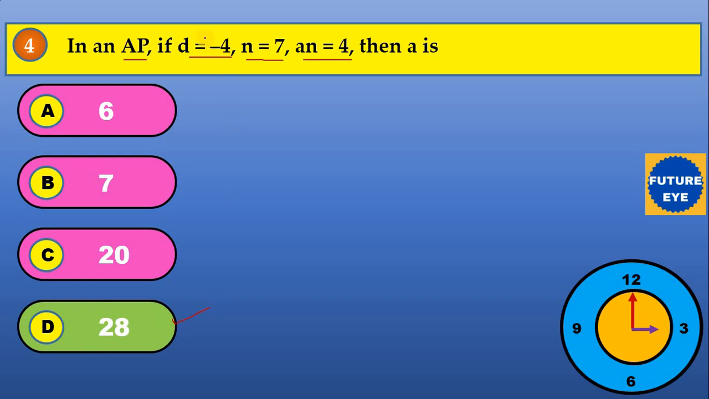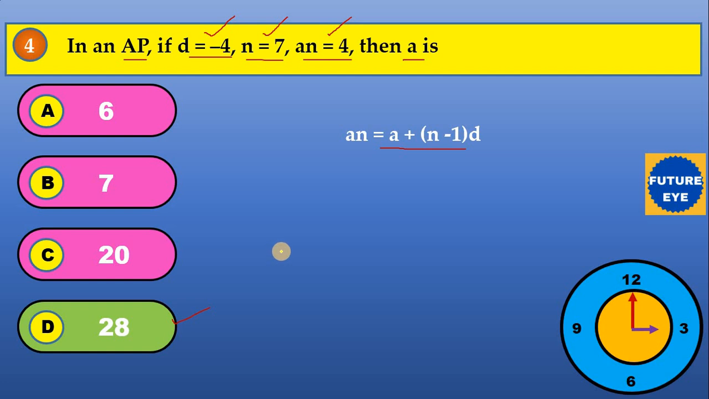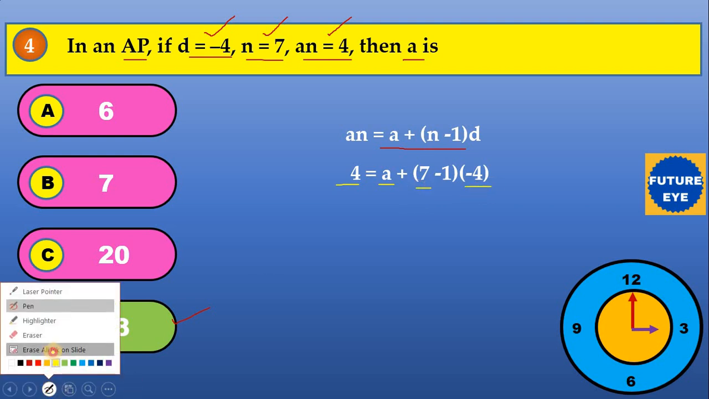Now understand the problem here. d value is minus 4, n value is 7, an value is 4. We need to find a. So, again we have to use the nth term formula. That is an equals a plus (n minus 1) into d. Substitute the values, children. an value is 4. a, let it be as it is, we need to find that itself. n value is 7 and d value is minus 4.